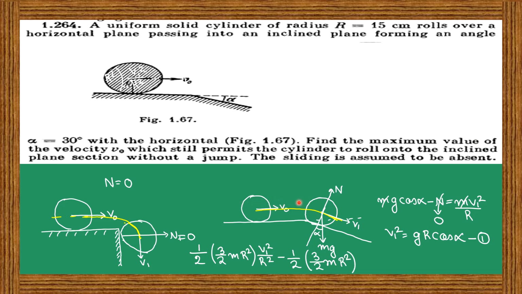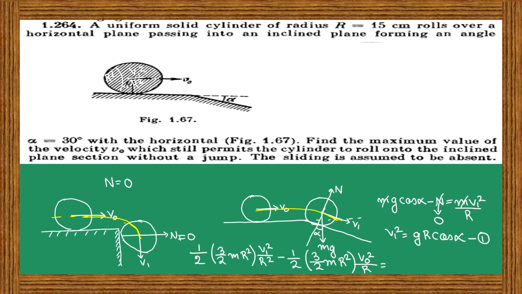The value of omega out here, just before it starts sliding down, is nothing but v0 by r. So omega square, or v0 square by r square, is equal to the work done by the gravity force. What is the work done by gravity force? The normal contact force is obviously not doing any work, because displacement is always perpendicular to the force. And the friction force in case of pure rolling does zero work. So the only force doing any meaningful work is the gravitational force.